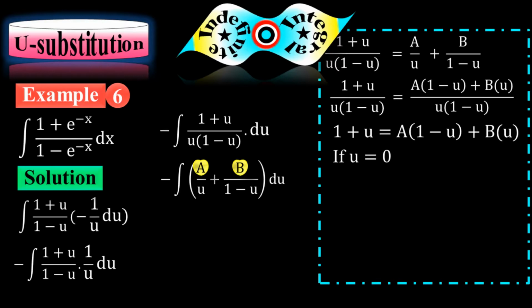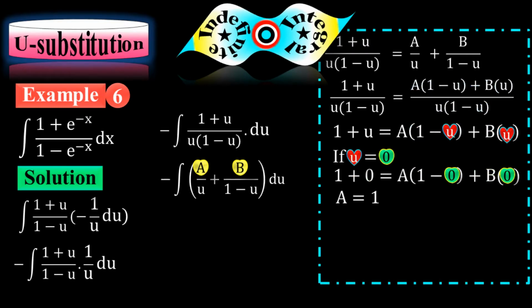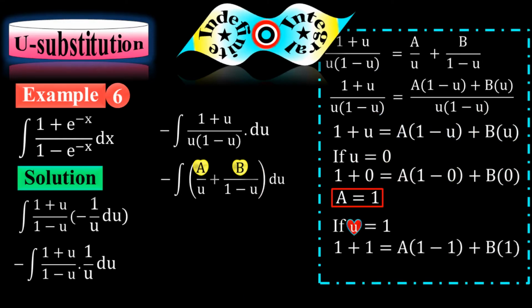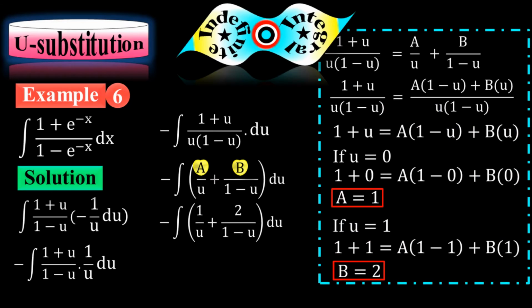Now if you put the value of u equals 0 in the above expression, you will get A equals 1. Again, put the value of u equals 1 in the above expression. You will get the value of B, which is 2. Here we got the values of A and B. Just substitute these values. Our A is 1 and our B is 2.